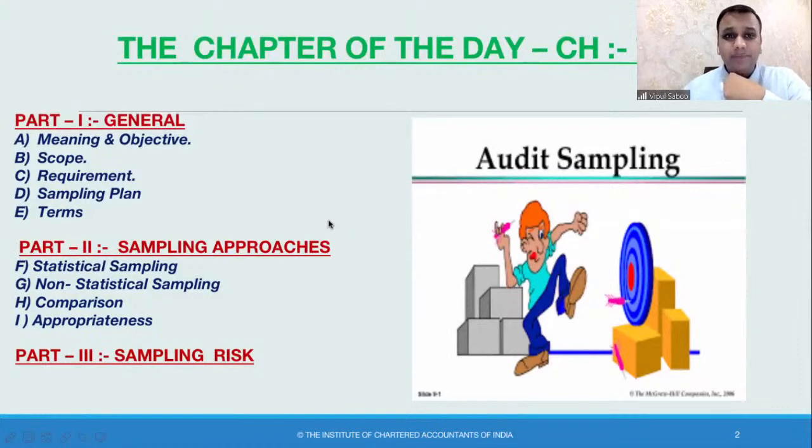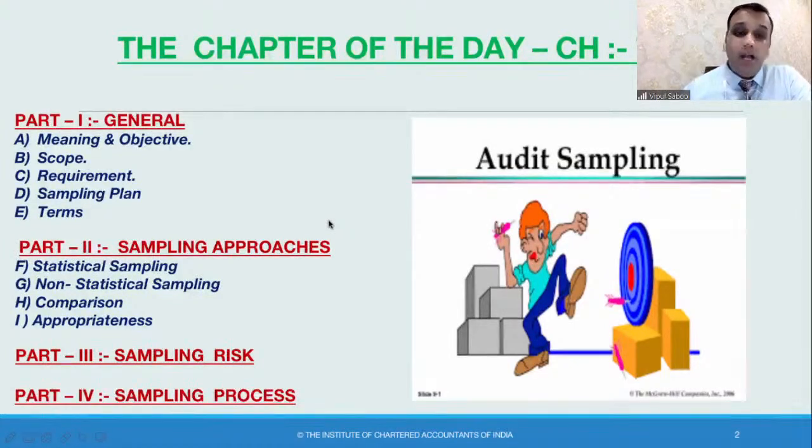Then the third part, sampling risk. And the last and the most detailed part, sampling process. So we'll try to cover the first three parts in our today's session and the fourth part, which is a more detailed part, in our next session. So let's move ahead with our first part, where we'll be talking about some general notions and some general things about sampling.